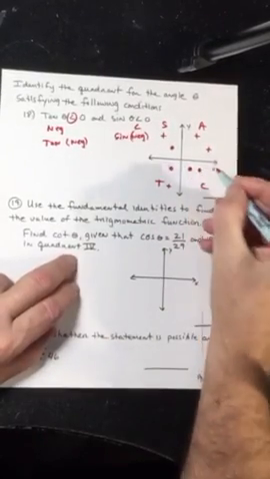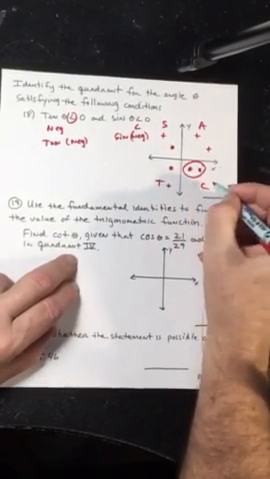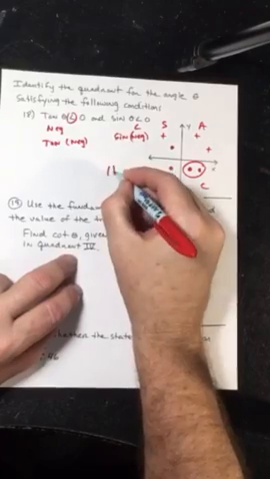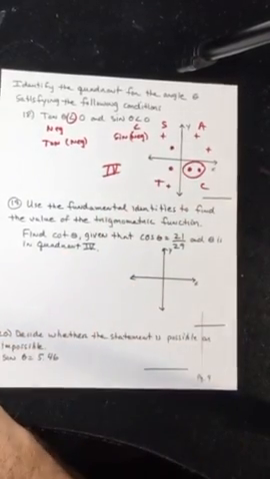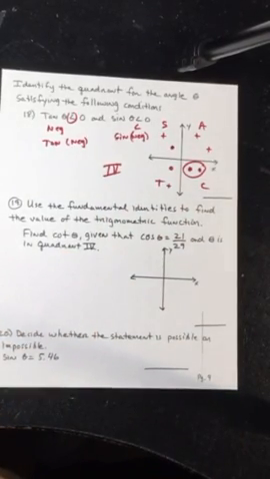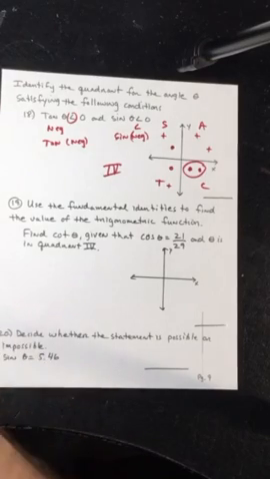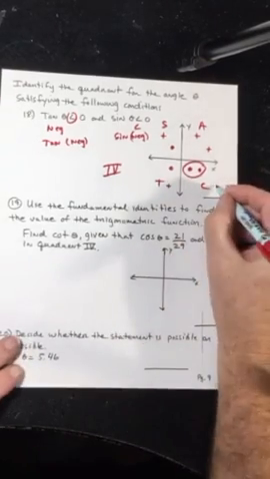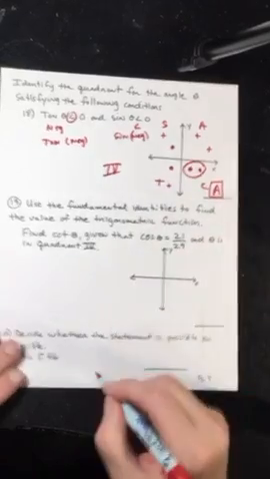So for my case, looking at this problem, we have two dots in the fourth quadrant. So the answer should be the fourth quadrant, which if you look on your answer sheet, number 18 should be a quadrant 4. So quadrant 4. All right.